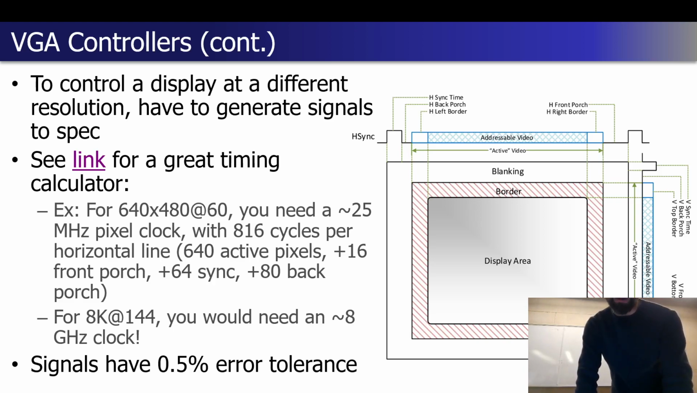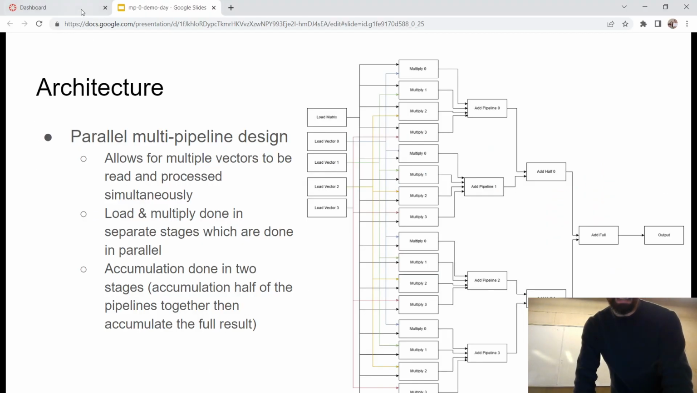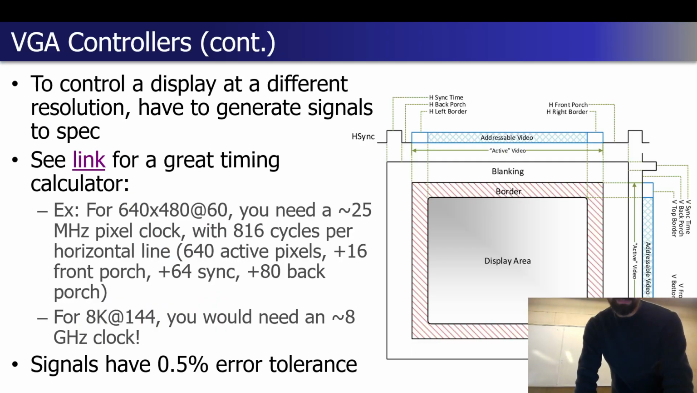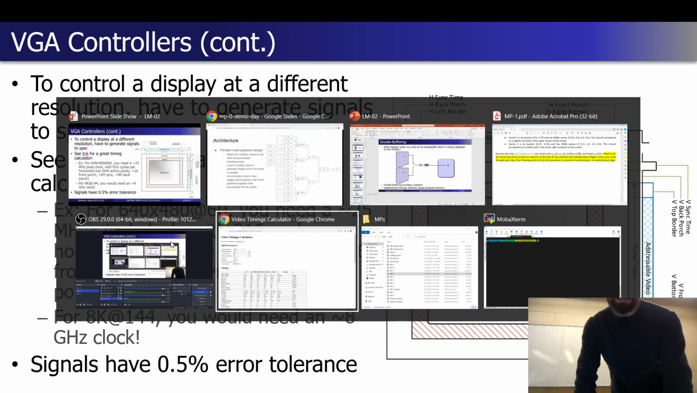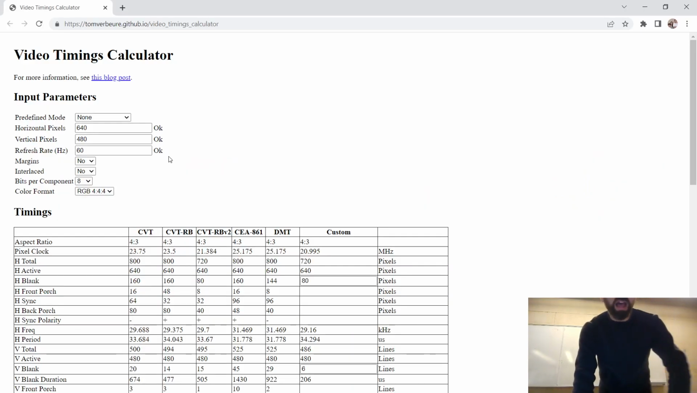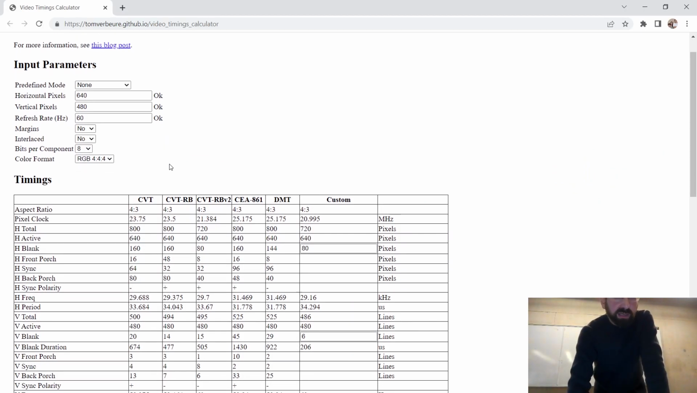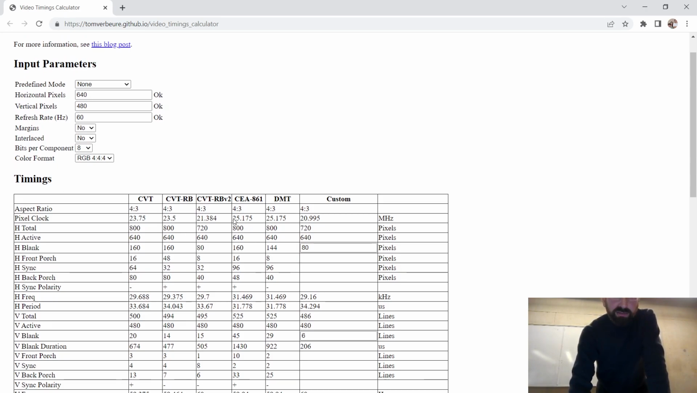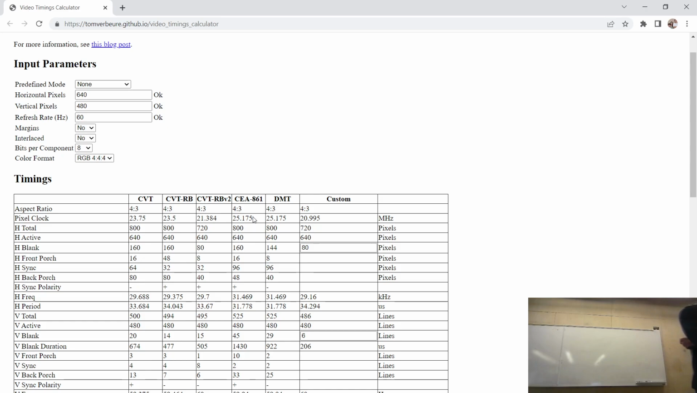The signals also have some error tolerance. So even if for 640 by 480 there is technically a 25.25, it should be listed here. Actually, this is the one we usually use, the 25.175 megahertz clock. If you provide a 25 megahertz clock, it'll usually work well enough. So there's some tolerances built in here.